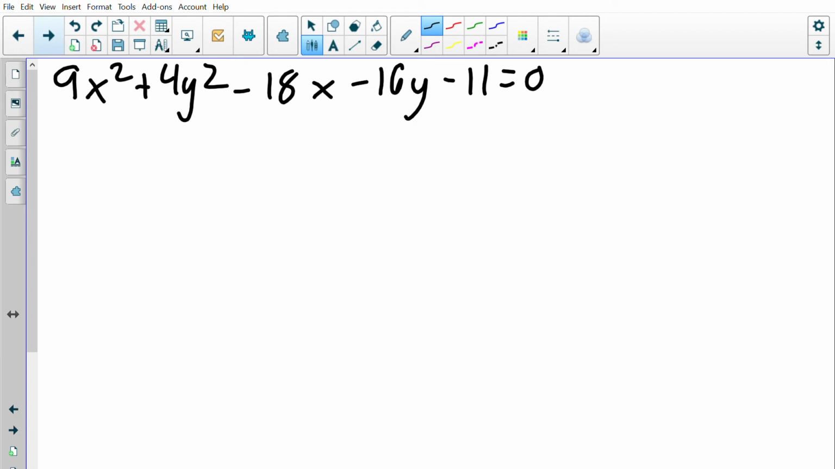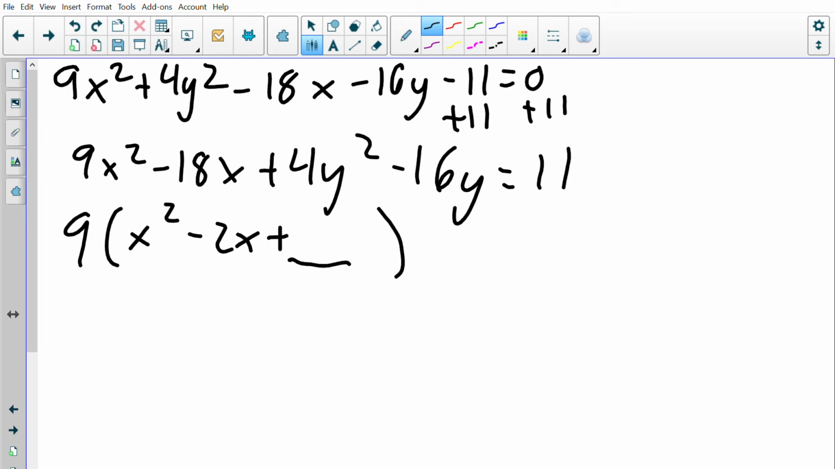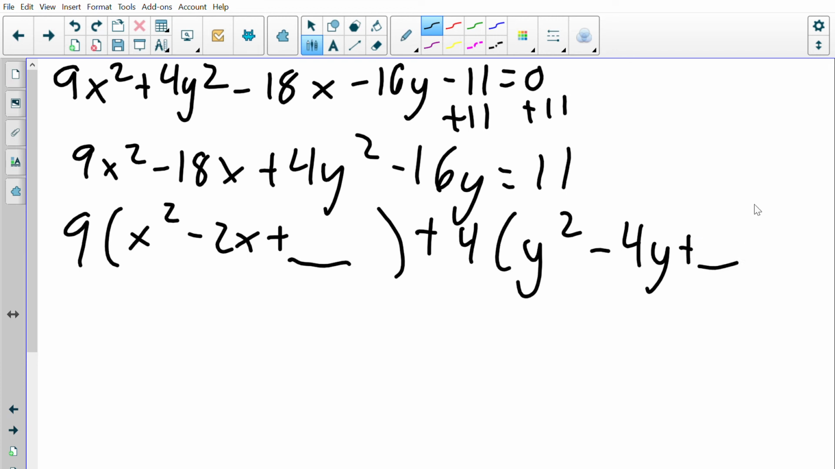This last form is the most complicated. It's called our general form. So the first thing we have to do is get all the constants to one side and then rearrange so that my x's are with my x's and my y's are with my y's. Next, I'm going to pull out just the numbers. Don't pull out the variables. 9x squared minus 2x. And I'm going to leave a space here. And we're going to figure out that number in a second. Plus 4y squared minus 4y plus a space equals 11.